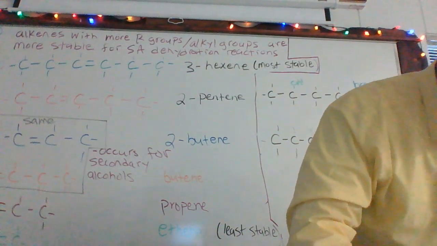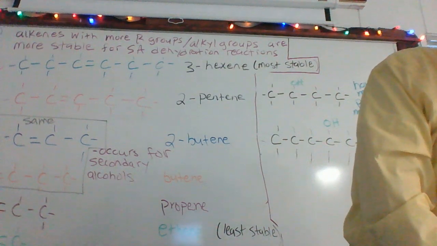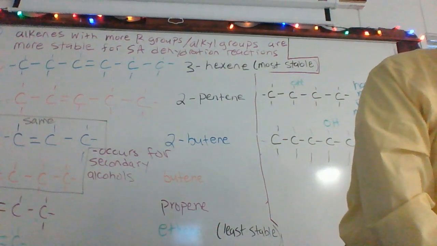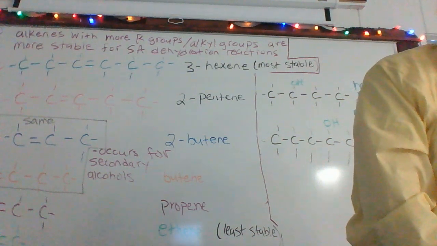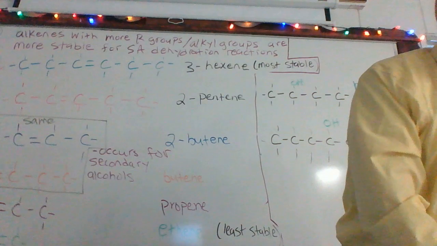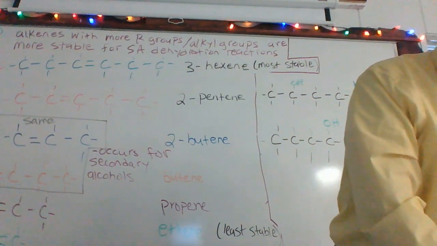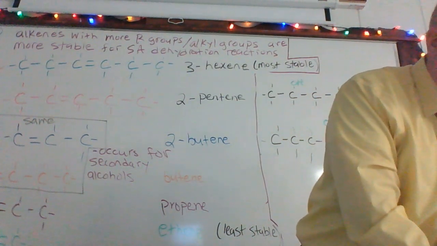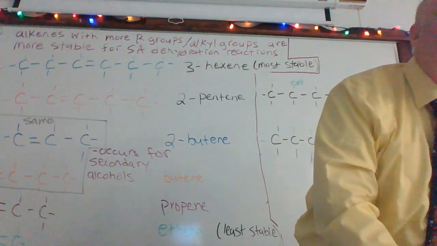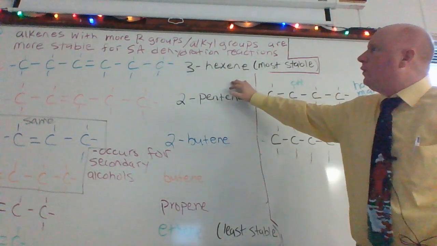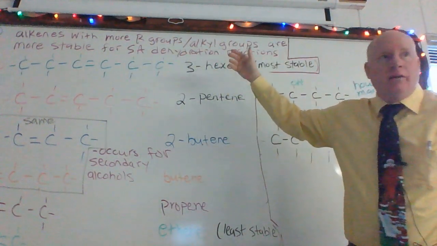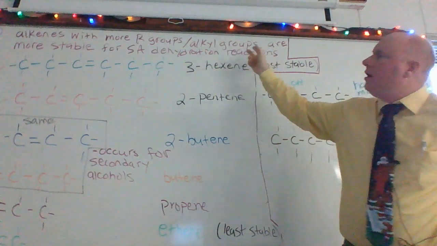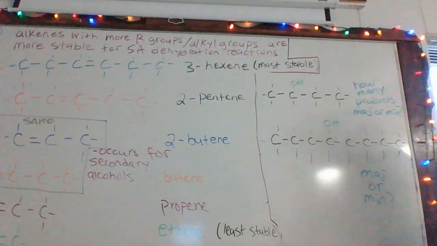Where you see where it says most stable, does everyone see where I'm at on page 388? It's about a third of the way down. It goes from most stable to least stable, and that's what we're illustrating here. So alkenes with more R, or alkyl, groups are more stable for sulfuric acid dehydration reactions.